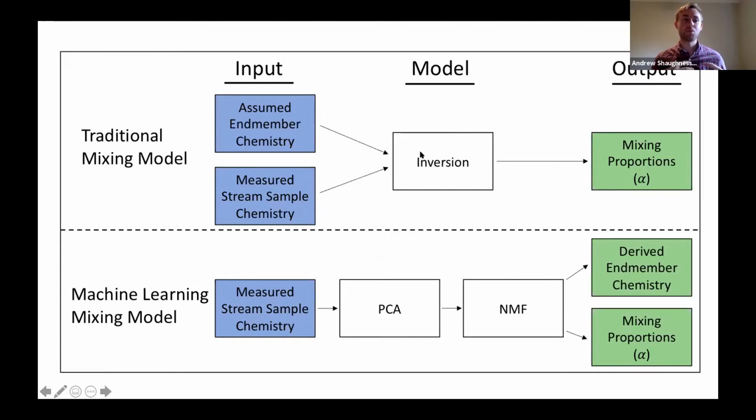And so when we think about a traditional mixing model, what we usually do is we assume the end members, we measure the stream chemistry, we invert, and we get mixing proportions. What we're doing in our model here is we're just measuring the stream chemistry, we're figuring out the components with PCA, and then we're applying NMF to both derive the end member chemistry and the mixing proportions. With the key being that we don't know the identity of the end member, and that's what we're going to interpret through looking at the patterns in the data.